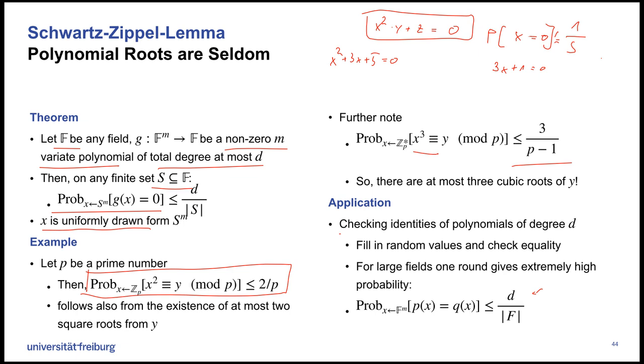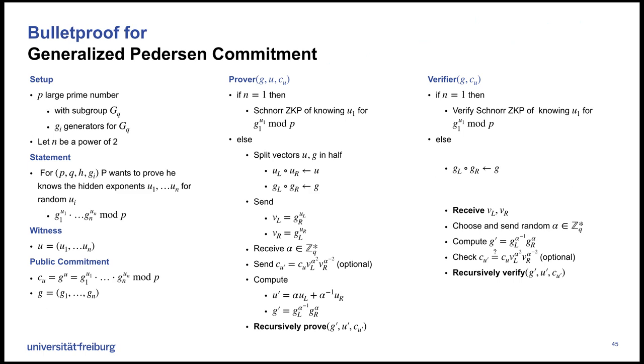Okay, so that's the Schwarz-Zippel theorem. It's really nice. And we use it now in order to prove the generalized Pedersen commitment. We start with the non-hiding version. This is the first Bulletproof that we do; we do 2 Bulletproofs, and that's the first one.